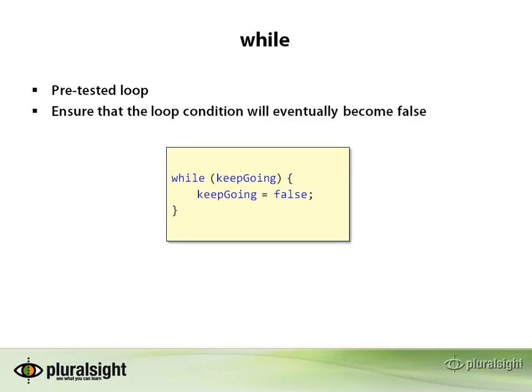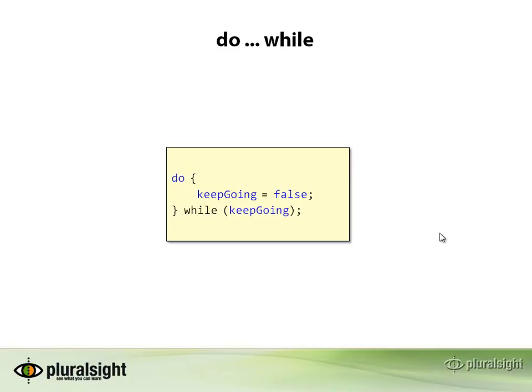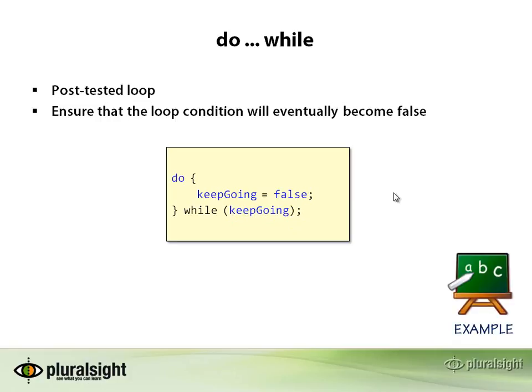When using these loop statements, it's important to make sure that the looping condition will eventually become false. If keepGoing never becomes false, then we have an infinite loop. The alternative to while is the do while loop, which is a post-tested loop. This means that the expression is evaluated after the loop body has already been executed. So in my example here, regardless of the value of keepGoing, the body of the loop will be executed at least once, and then the expression is tested. Once again, we want to make sure that the loop condition will eventually become false to prevent an infinite loop.